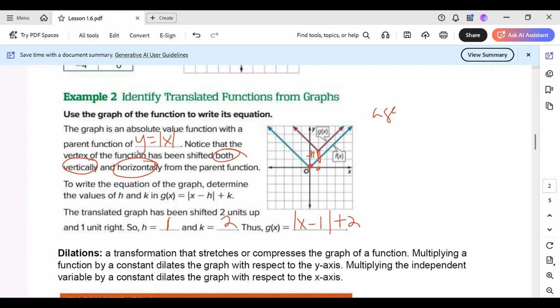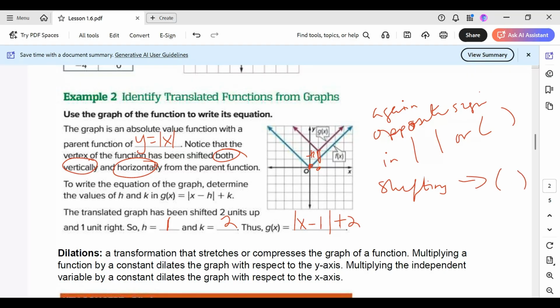Again, you will leave the opposite sign in absolutes or parentheses. So if you're shifting to the right, you need a minus inside. If you are shifting to the left, you have a plus inside.